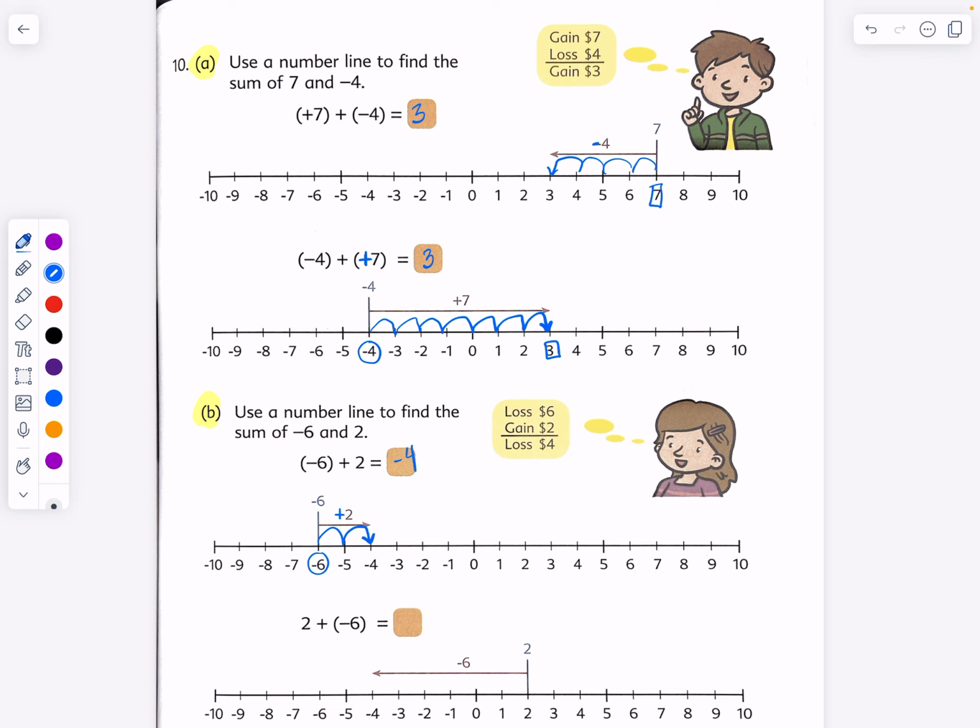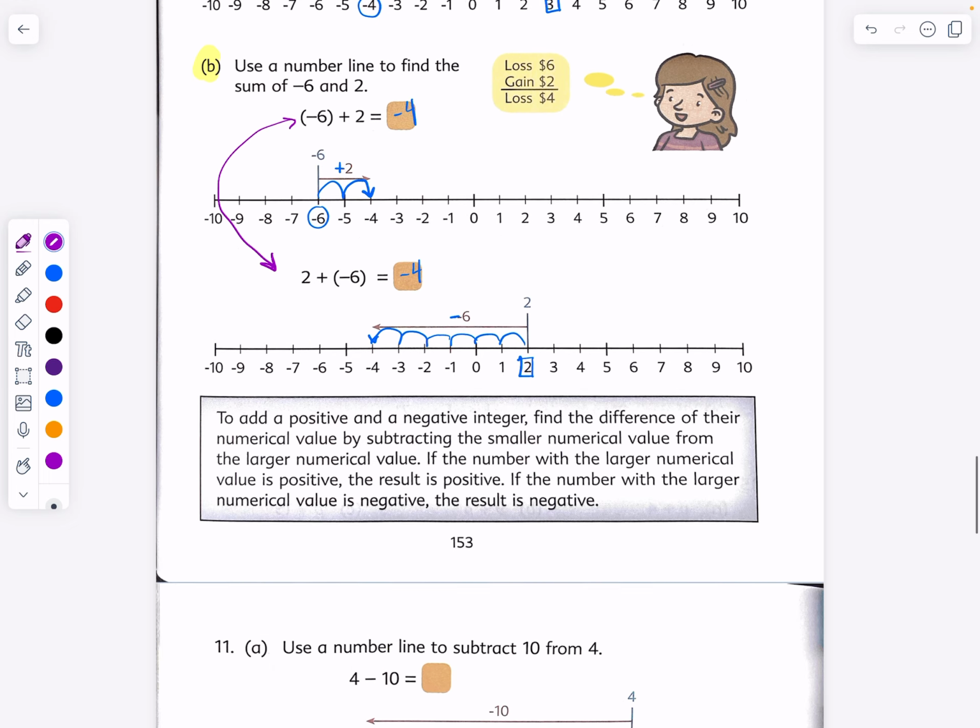And finally, we start at 2 and add negative 6. Notice it's the commutative property, but let's just investigate what it looks like on a number line. We start at 2. Where do we walk 6 steps? Numerical value is 6, but the negation indicates direction to the left. So 1, 2, 3, 4, 5, 6, and we land at negative 4. Of course, I hope you realize that these two examples result in the same answer because we're using the commutative property, right?